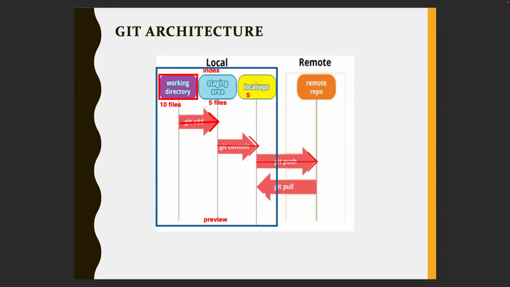So from working directory, they go to staging area. From staging area, they go to local repository. From local repository, they go to a remote repository. This is the Git architecture or Git tree. That's how changes move from one area to another area. Got this clear, all of you?